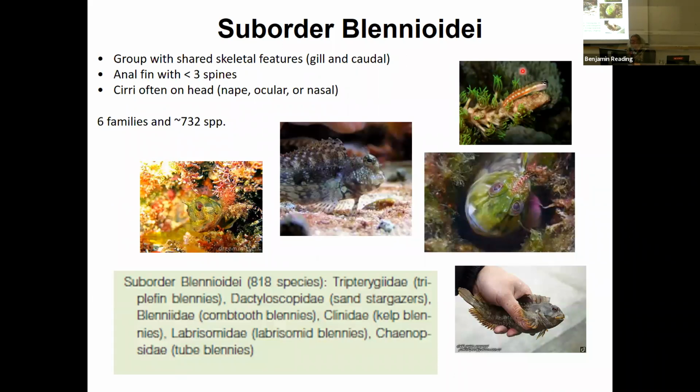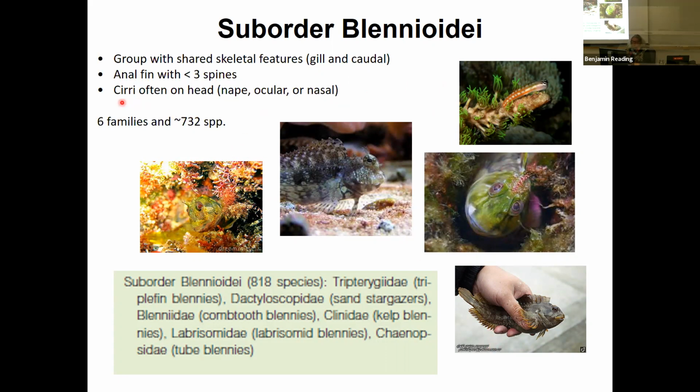Next, suborder Blenioidea, the blennies. So this group has some skeletal features here around the gills. They're kind of a unique opercular structure we'll talk about. They're kind of restricted, small opercular exits. Anal fin always has fewer than 3 hard spines in it.